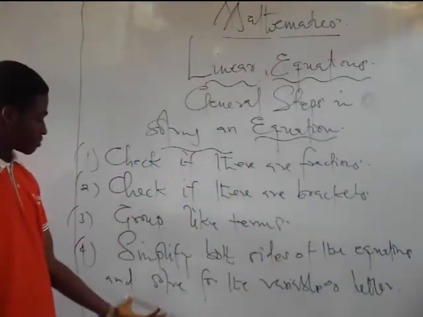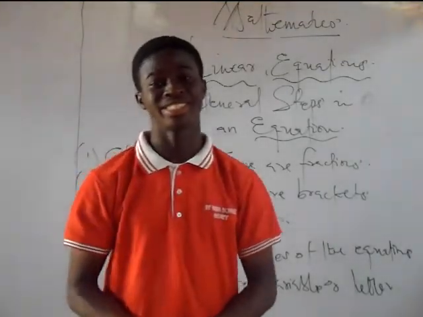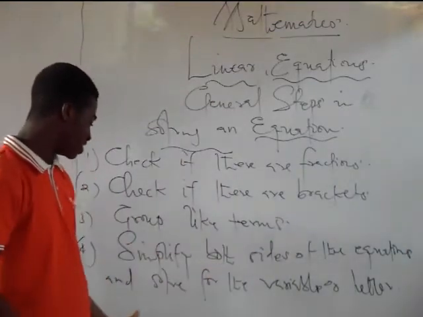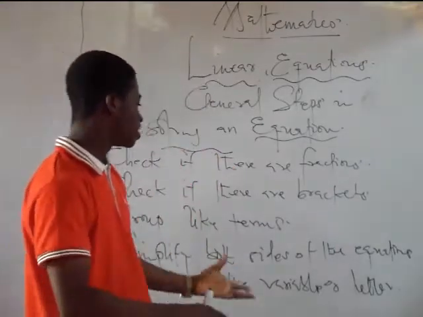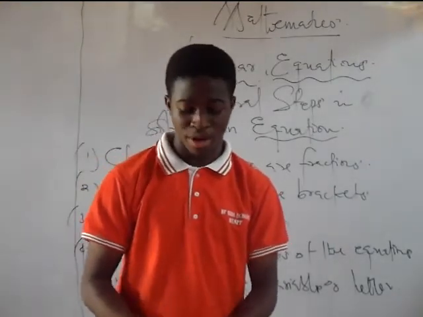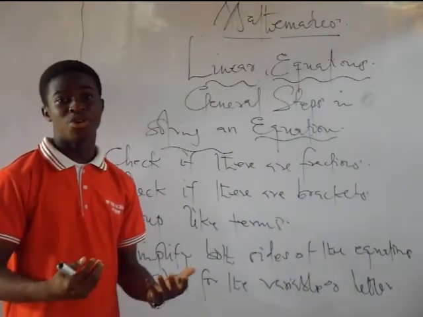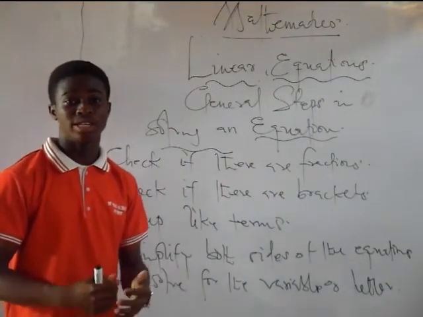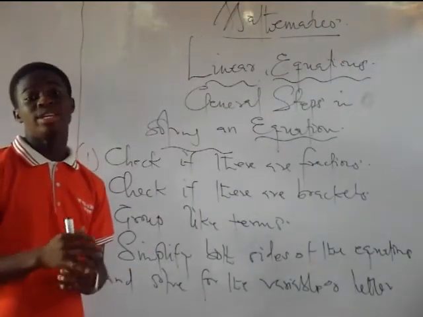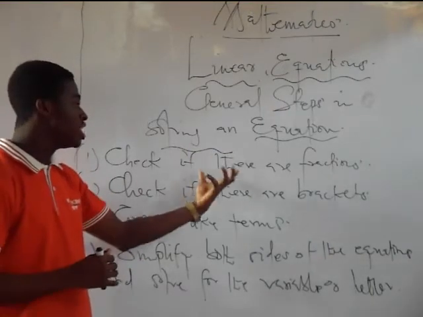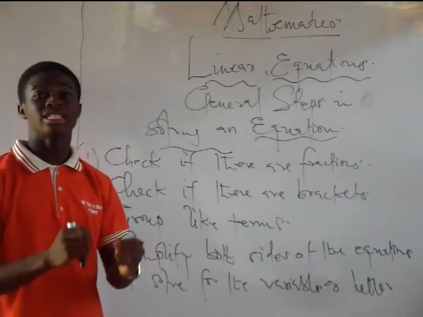The last step, simplify both sides of the equation and solve for the variable letter. After you have grouped like terms, simplify both sides and find the variable letter. With these steps, I know we can take a trial example and see how we can solve it using these steps. Before solving the first example, you need to put these steps in your head. They are just 4.